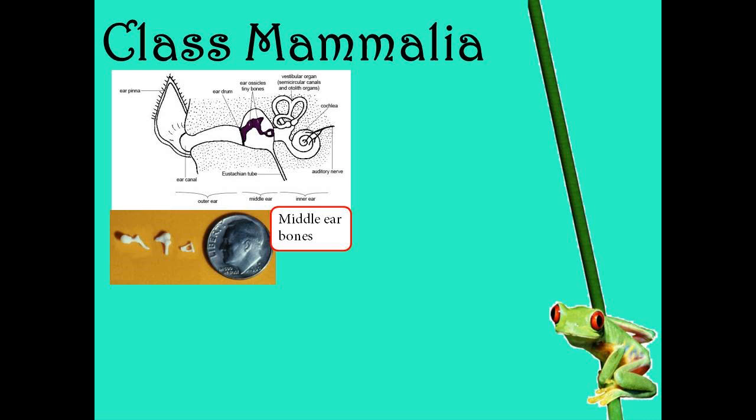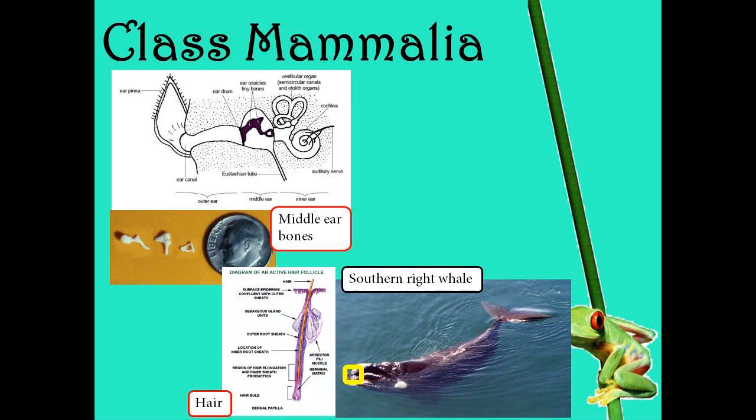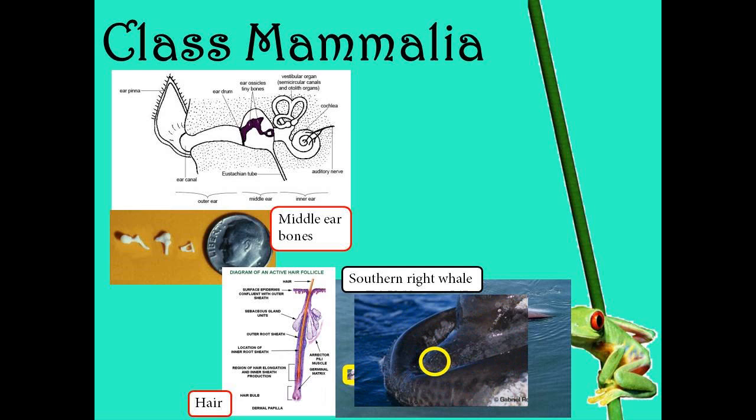All mammals have hair. Now, are there mammals in the ocean? There are. There are whales and dolphins. So we have a picture of a southern right whale. Now, if this whale is a mammal, it has to have hair. So if we really look closely at this whale's nose, we can see hair here. Hopefully you can see some hair. They're coming off the nose. They're on the top part and the bottom part. So even mammals in the ocean have hair.